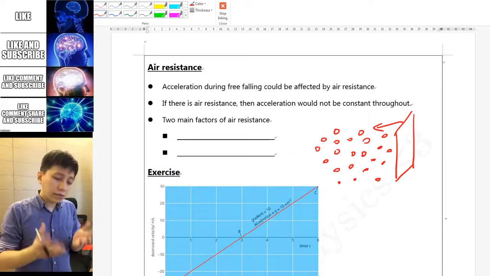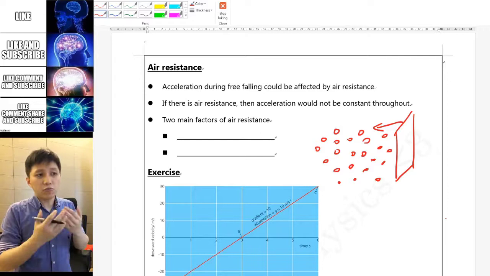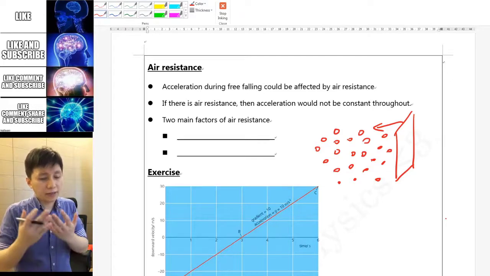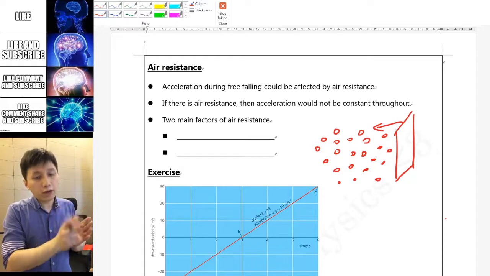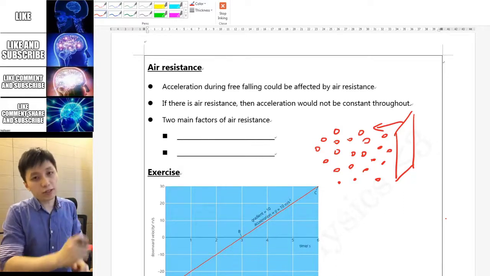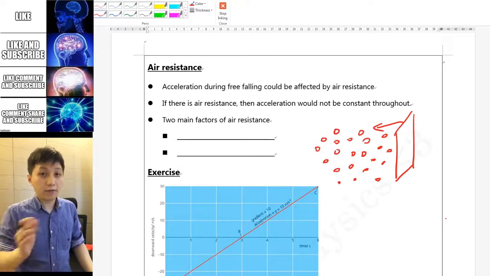And so the next question that we need to think about is, what are the factors that affect the air resistance? So here I would like you to think of 2 factors that would increase the air resistance. I'll give you 10 seconds.